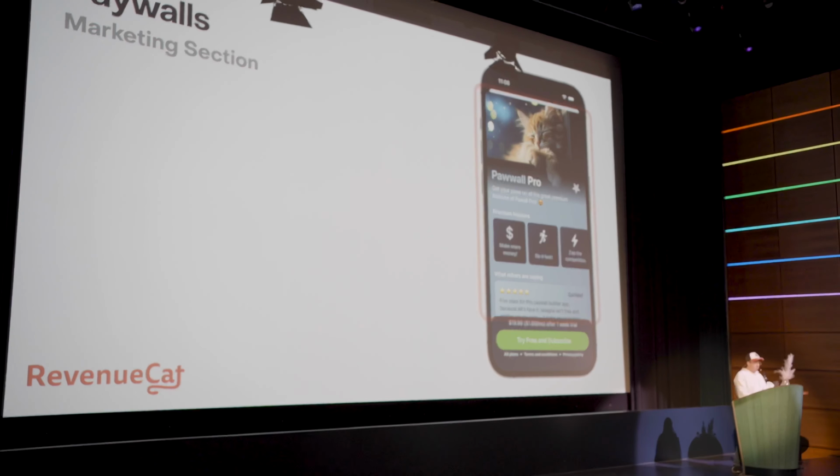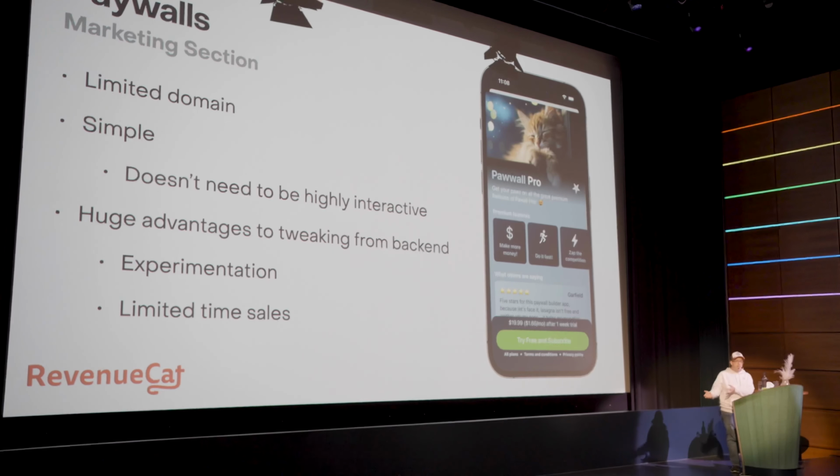It's not super complicated. So the reason I think this is a good opportunity for backend-driven UI is that it's a super limited domain. It doesn't need to be highly interactive. And then the big thing is there's a huge advantage to driving this from the backend. So like I said earlier, A/B testing, running experiments on your paywall is one of the most impactful things you can do in your app as far as the business goes, because that directly attributes to how much money your app makes. And then also if you're doing sales, we have Black Friday coming up. Anybody on the business side of apps knows that that's coming soon and is probably scrambling to start figuring that out.